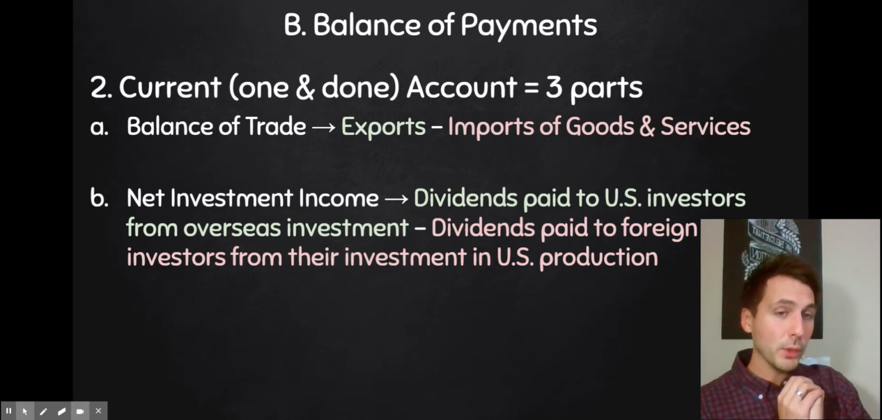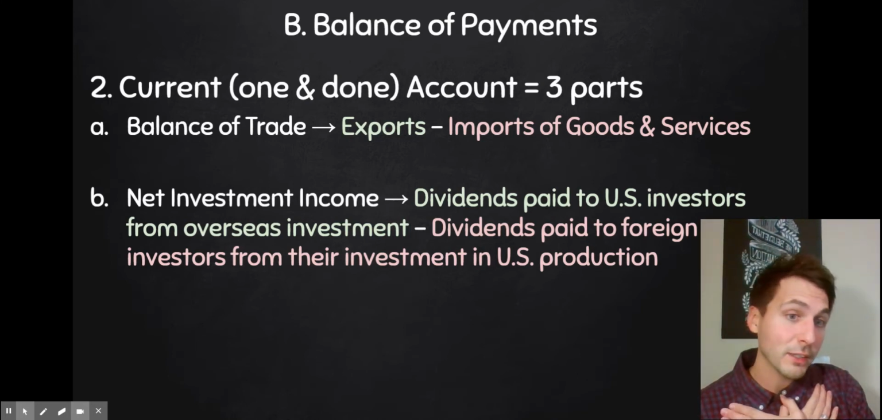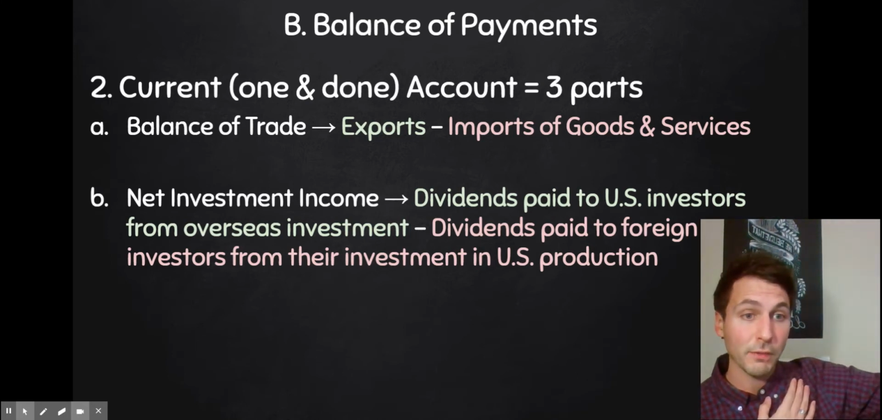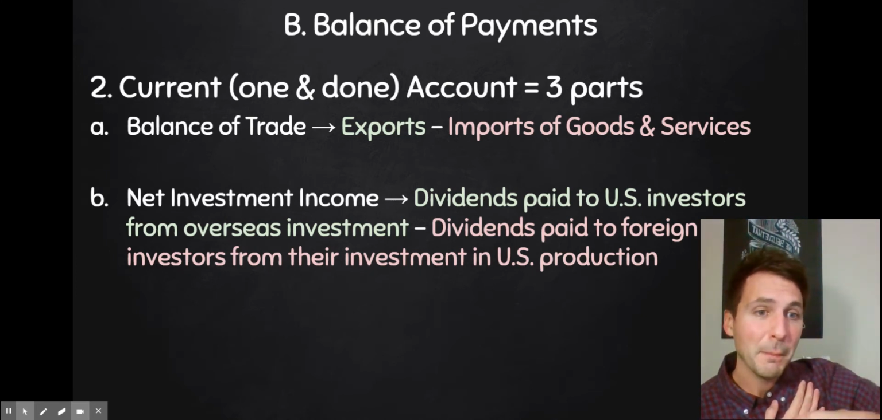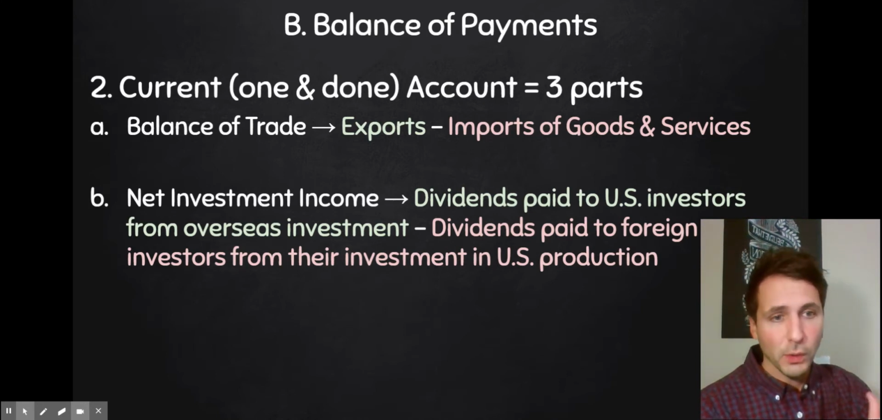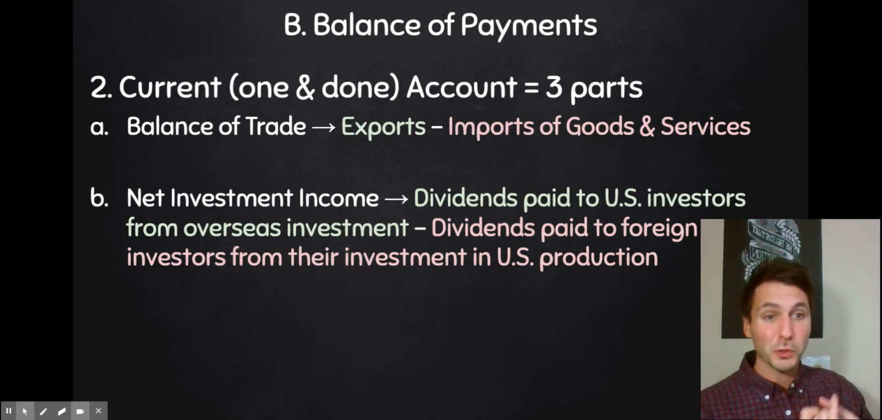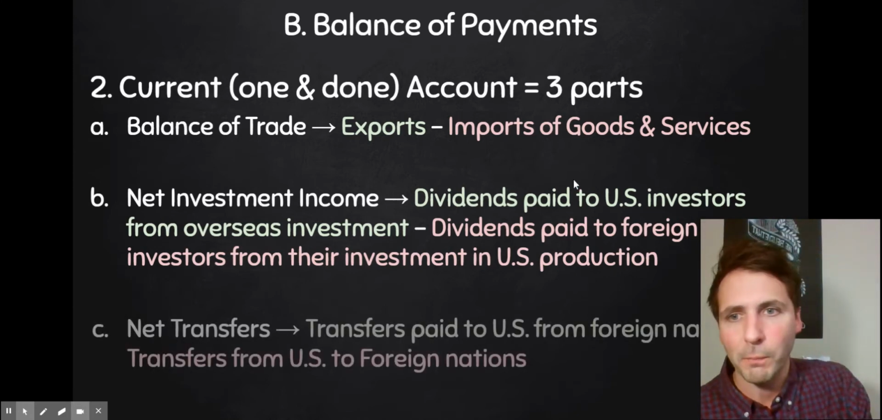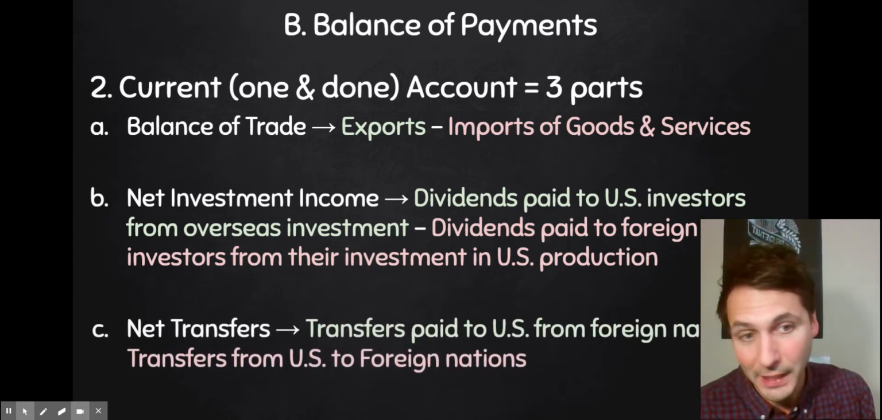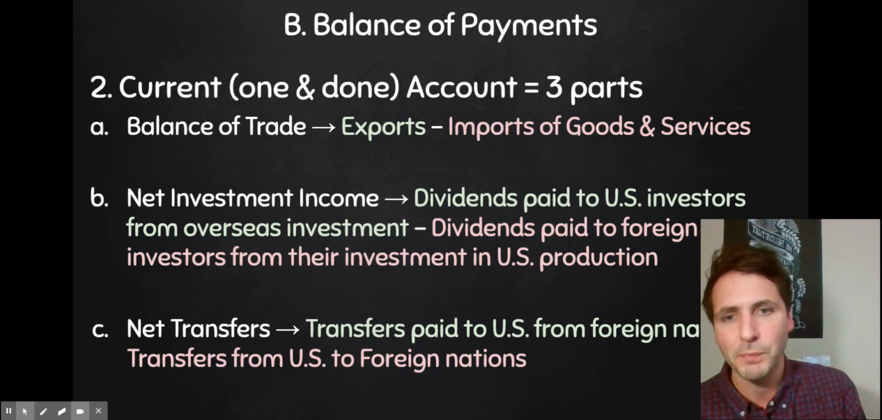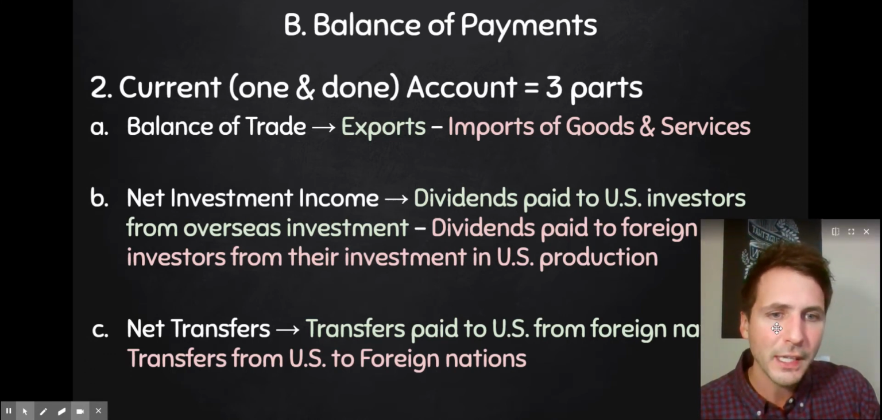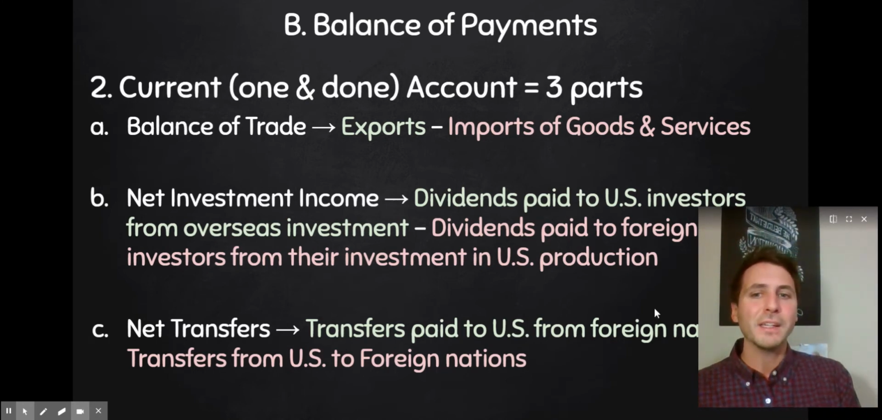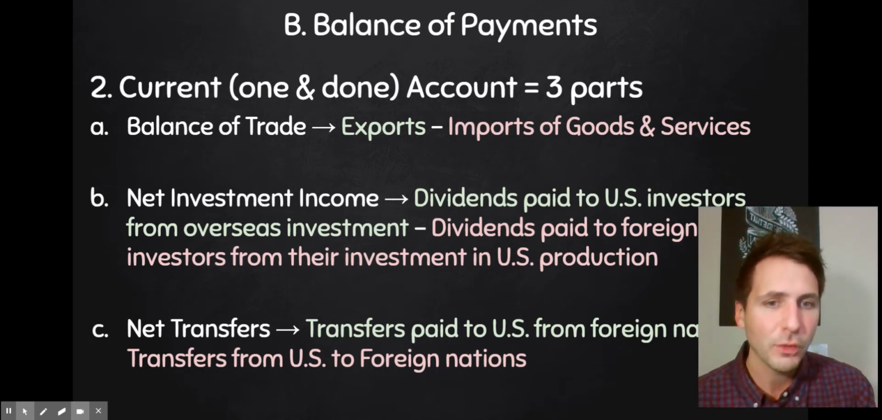So it's those inflows of the United States investors, our foreign investments, inflows of that money we're getting, the dividend, the profits we get from that, minus the outflow, which is foreign investors, the investments they have in the United States when those profits are paid out. So that's net investment income made off of our investments. And then finally, net transfers. These are transfers paid to the United States from foreign nations, minus transfers from the United States to foreign nations.